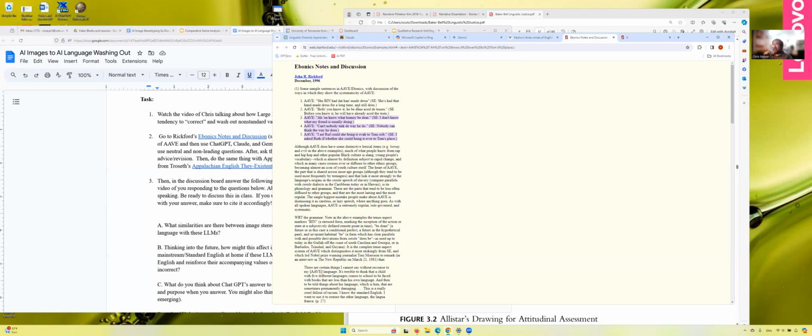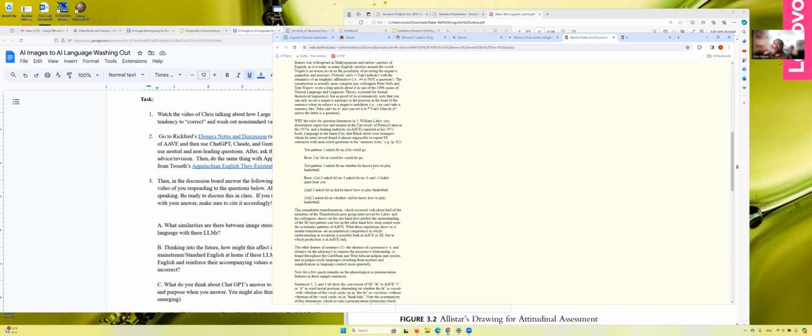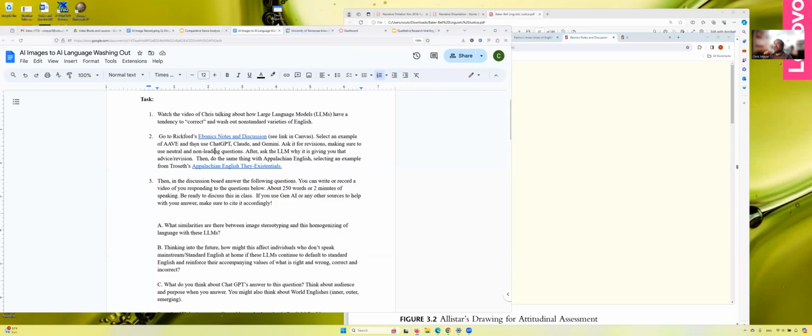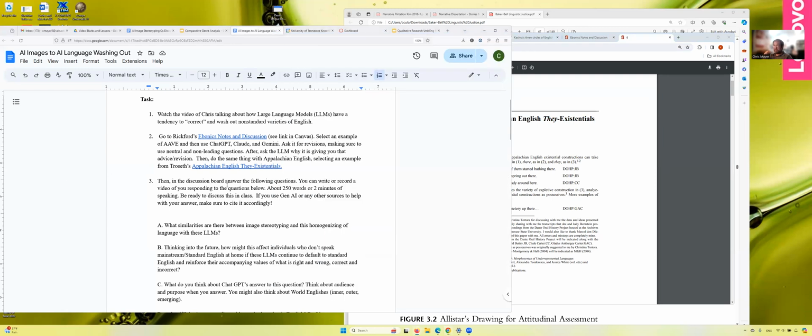I'd like you to pick out one of them. I encourage you to scroll through and look if you're interested, but pick out one of them and do something very similar to what I did. Try a different example. And then I'd like you to do the same thing with Appalachian English. This second one links to some examples of Appalachian English, although they are a particular form of Appalachian English. I'd like you to do the same thing there.